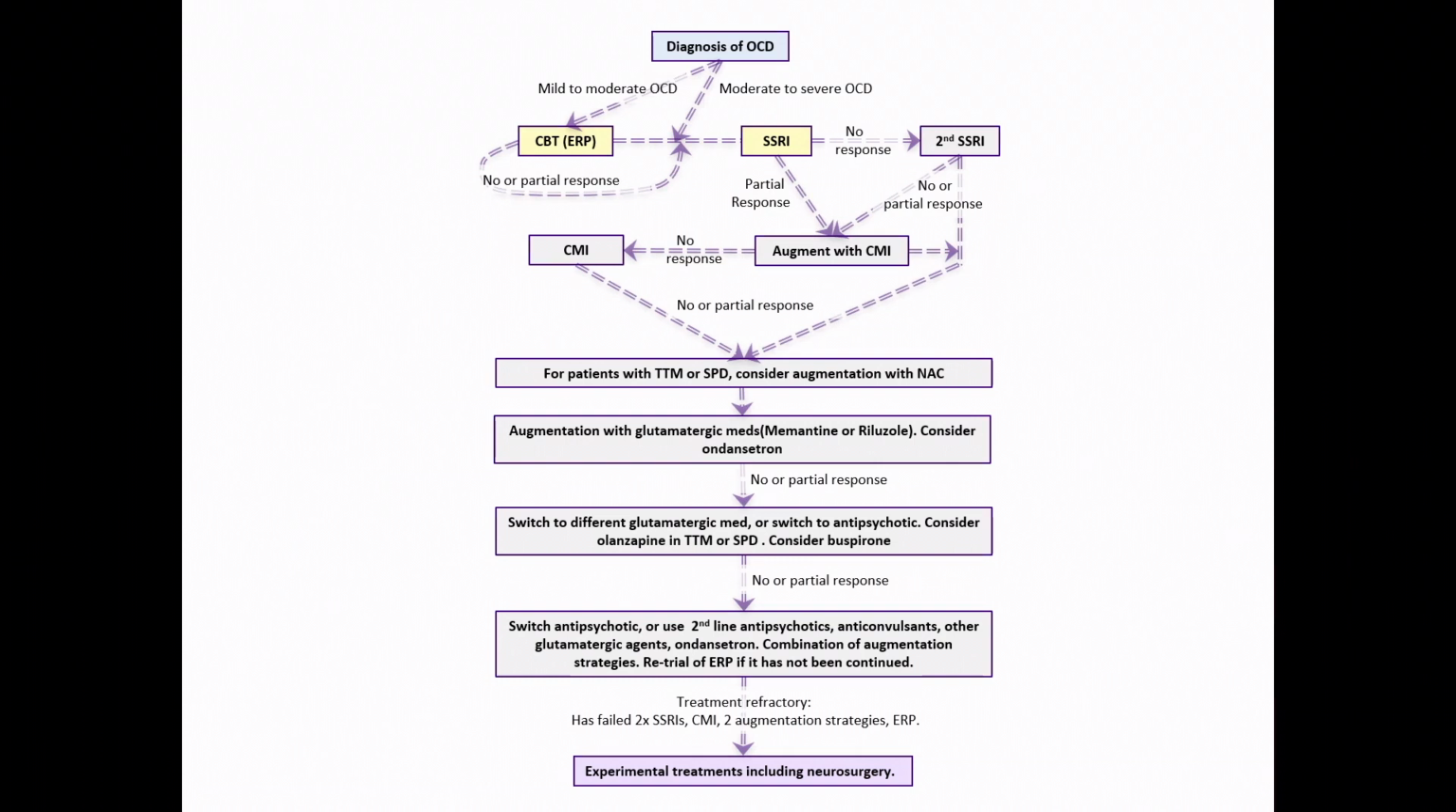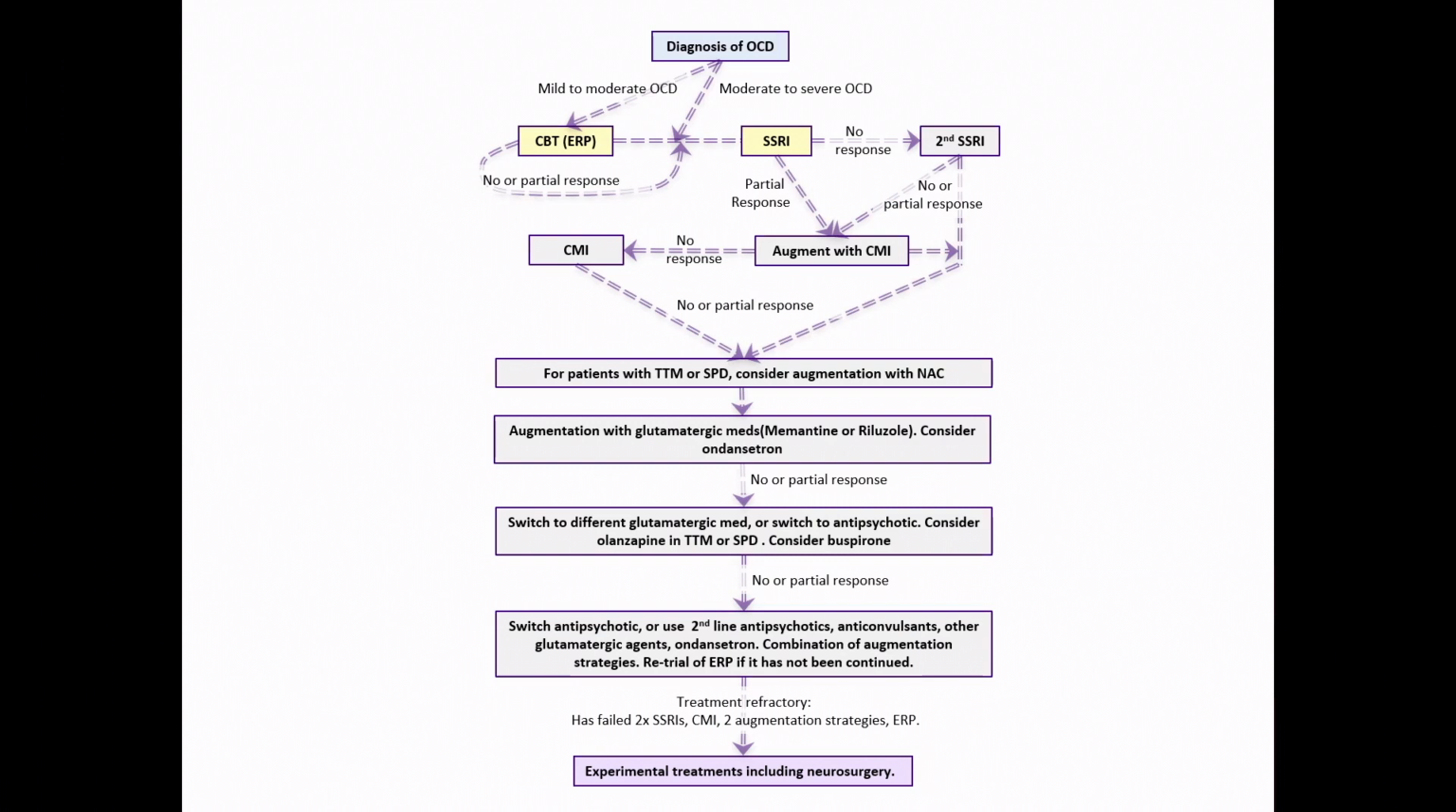Now, again, if they're getting no or partial response to that, you can switch to a different glutamatergic agent or consider an antipsychotic at that point. So you're aware, the antipsychotics we generally use that have been studied the best are either aripiprazole or risperidone. We sometimes will use quetiapine or olanzapine. And those are really the only four of the second generation antipsychotics that have been studied in obsessive compulsive and related disorders. So there isn't really a good reason to use any of the other newer second generation antipsychotic medications. So it's those four: aripiprazole, risperidone, quetiapine, or olanzapine. Again, if they have a body-focused repetitive behavior, you can consider olanzapine.